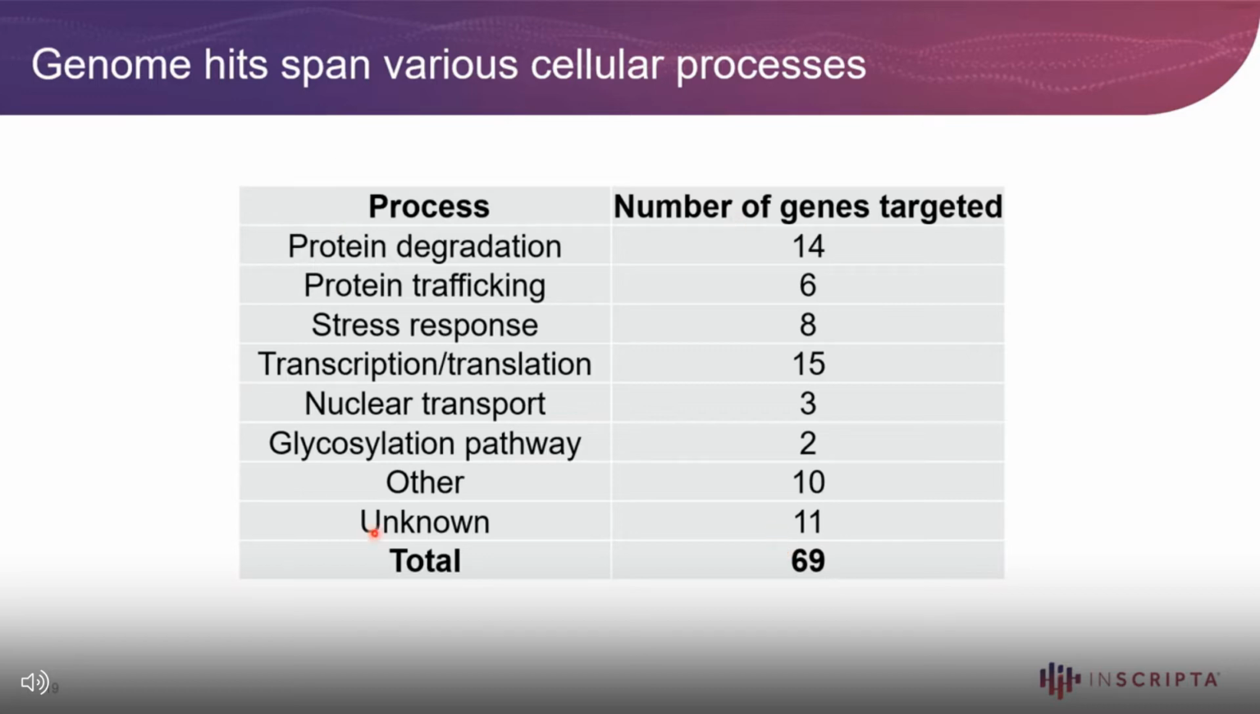It was also interesting to note that if you were to think about trying to improve protein production and where bottlenecks might arise, these bottlenecks would be in all of these different processes: protein degradation, protein trafficking, stress response, transcription and translation, glycosylation pathway. All of these processes are things that touch heterologous protein production.